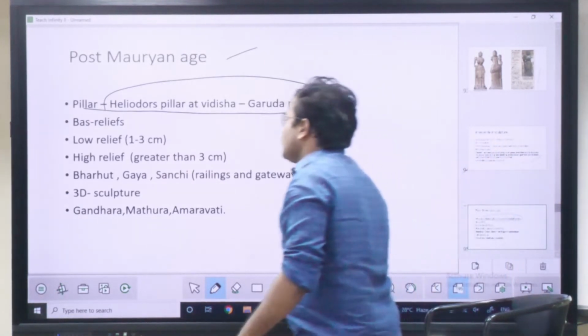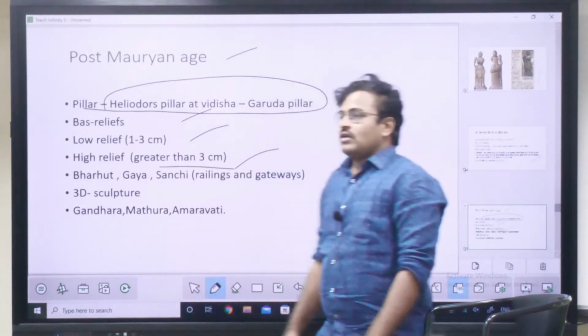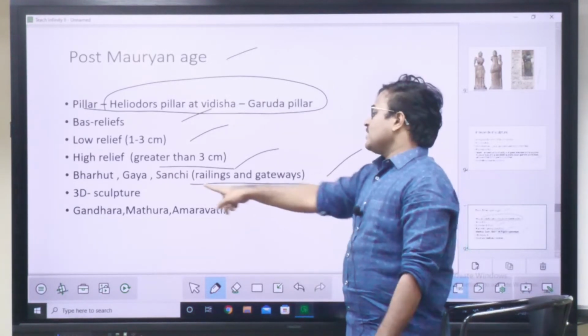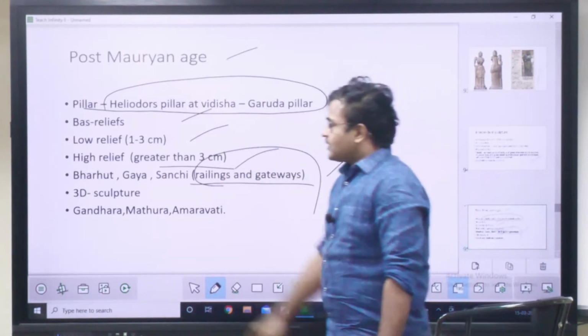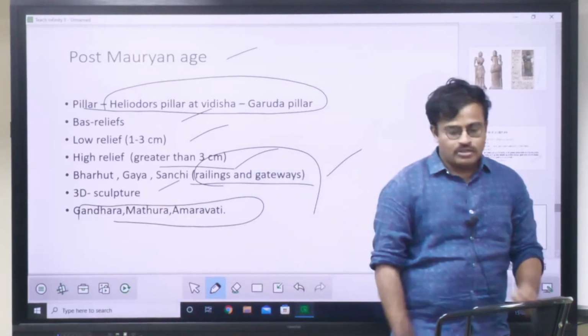Okay, bas relief sculpture. Low relief is 1 to 3 centimeters. High relief is greater than 3 centimeters. And they are present at places like Bharhut, Gaya, Sanchi, mainly decorating the railings and gateways. And 3D sculpture is present at 3 places: Gandhara, Mathura, and Amaravati. So we'll discuss the 3D images later.